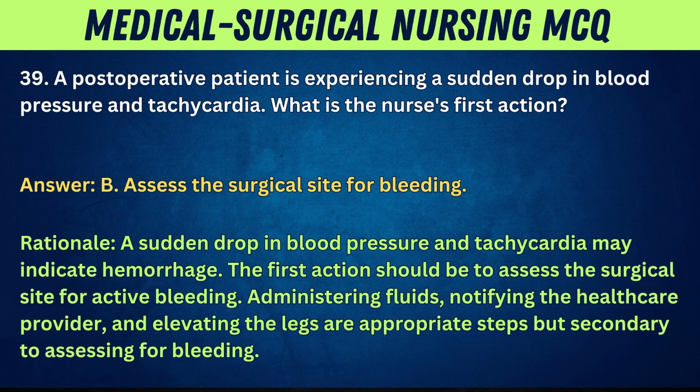Answer: B. Assess the surgical site for bleeding. Rationale: a sudden drop in blood pressure and tachycardia may indicate hemorrhage. The first action should be to assess the surgical site for active bleeding. Administering fluids, notifying the healthcare provider, and elevating the legs are appropriate steps, but secondary to assessing for bleeding.